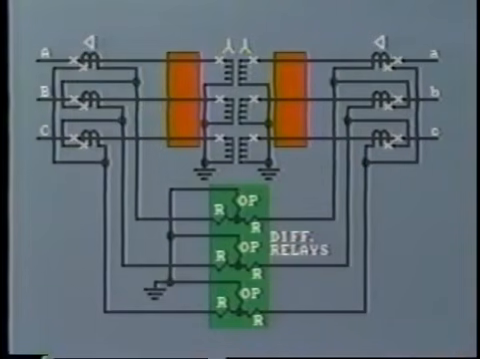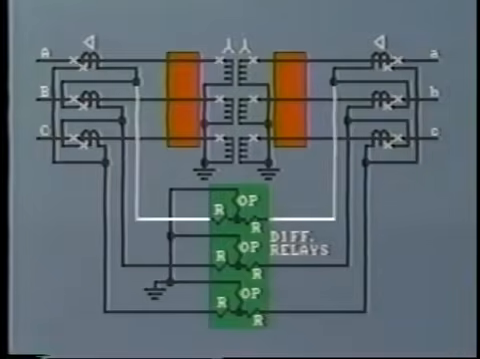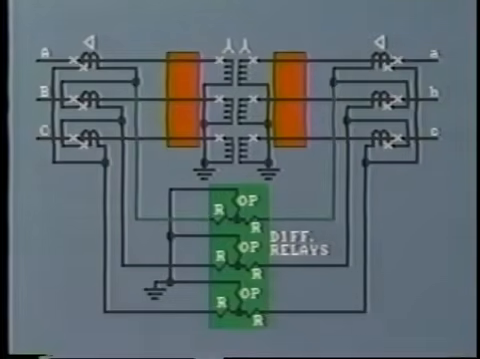Where the transformer is Y connected, the CTs should always be connected in delta. Care must be taken in connecting the secondaries so that each phase differential relay receives corresponding input from both sides of the transformer.